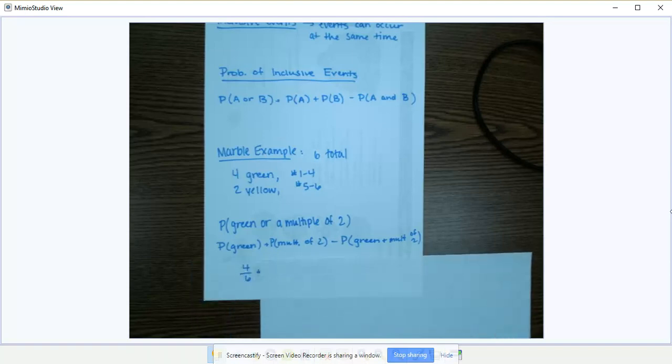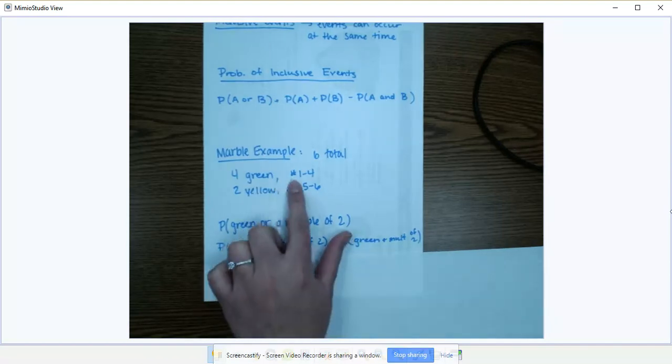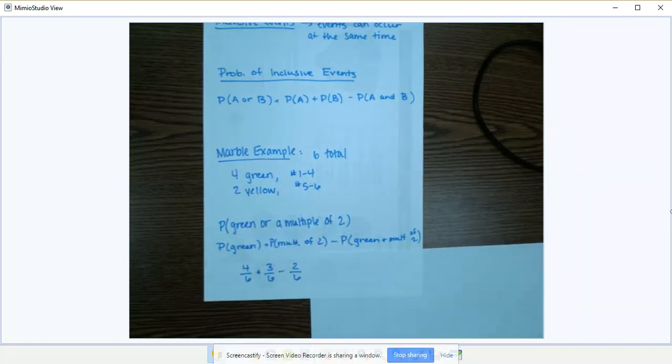So probability of green would be 4 out of 6. Multiples of 2 would be 2, 4, and 6, which is 3 out of 6. And then green and a multiple of 2, look at this line, we would have 2 and 4 in there. So we subtract 2/6. 4 plus 3 gives us 7, minus 2 is a total of 5/6, or a probability of 5/6.